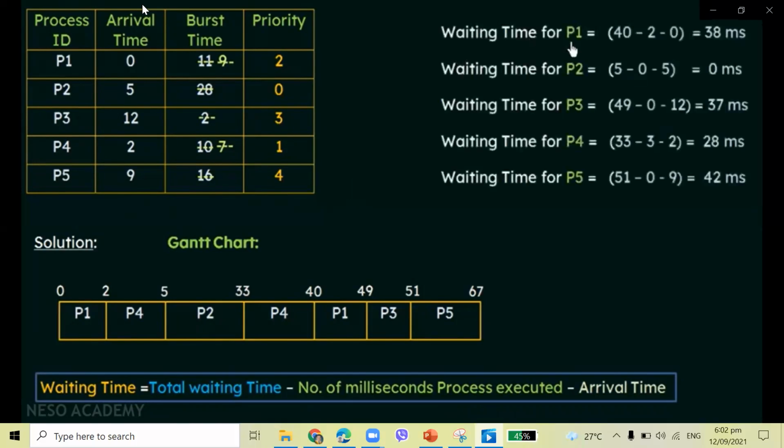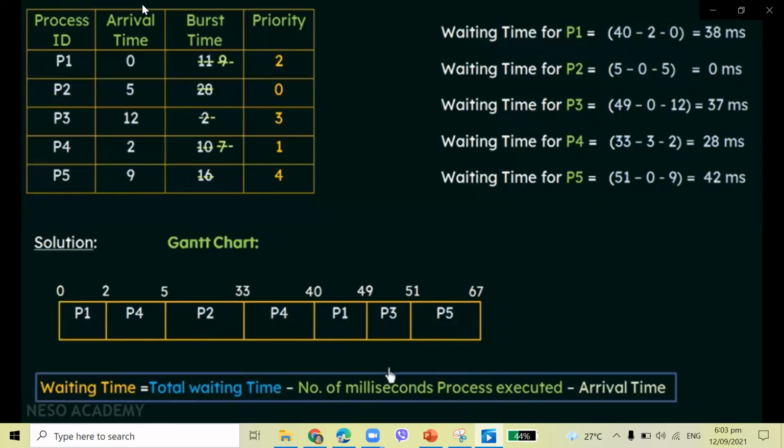So the waiting time for process P1 will be the total waiting time of P1. What is the total waiting time for P1? To see the total waiting time, you have to look at the Gantt chart and see where P1 occurred the latest. So P1 occurred latest over here. This was the last occurrence of P1. So what is the waiting time for P1 during its last occurrence? It was 40. It got the CPU at the 40th millisecond. So that is the total waiting time of a particular process.